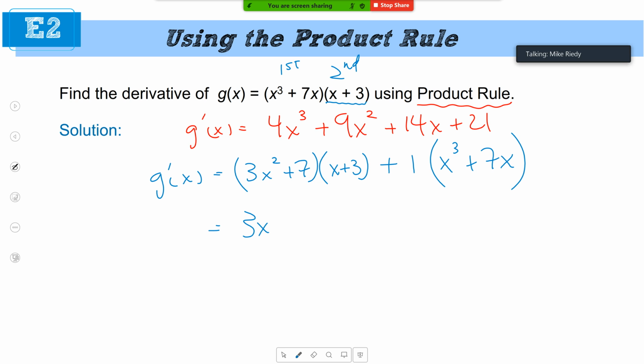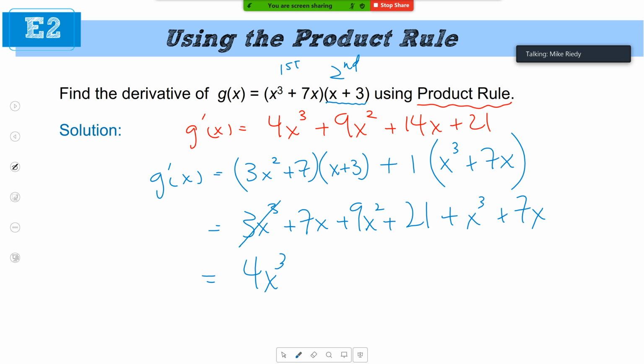Okay, then I got to clean this up. 3x to the third power plus 7x plus 9x squared plus 21 plus x cubed plus 7x. I think I did my math correctly there. 4x cubed plus 9x squared plus 14x plus 21. Ooh, same.